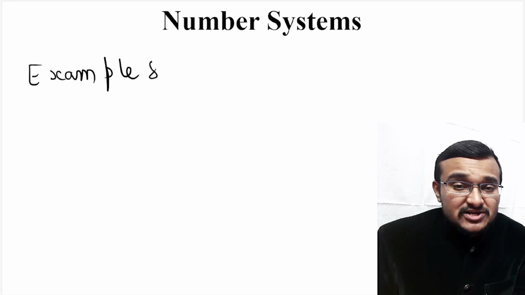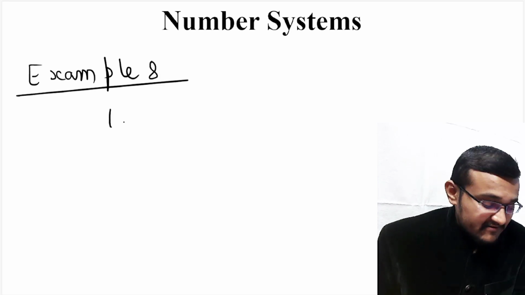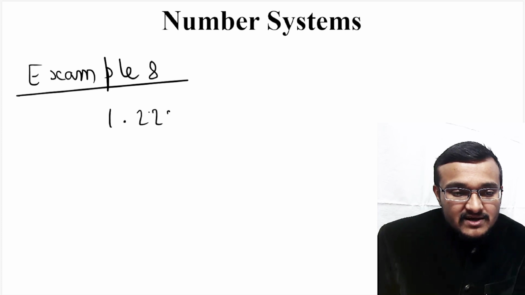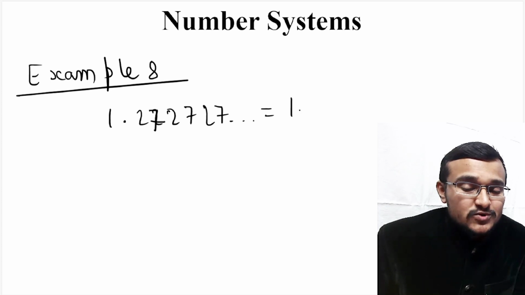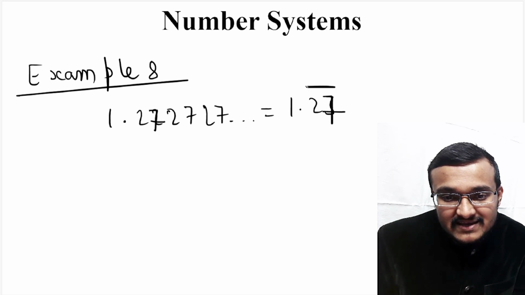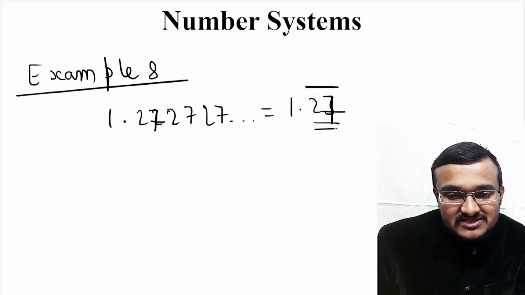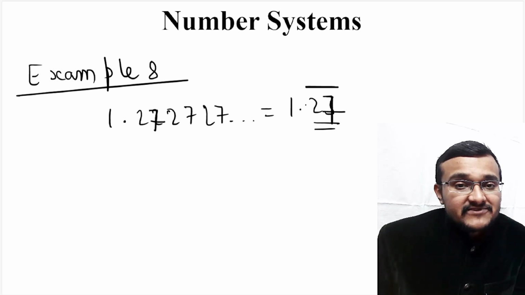So now coming to example 8, here also it is similar to example 7, but here they have given 1.272727, and it goes on like this. So here two digits are recurring after the decimal point. So in the place of writing 272727, I can just put a bar including both 2 and 7. That means both 2 and 7 are recurring. So here two numbers are recurring after the decimal point.